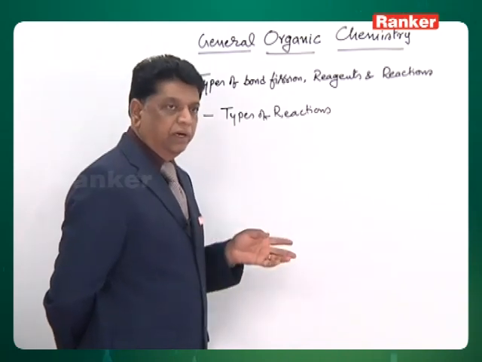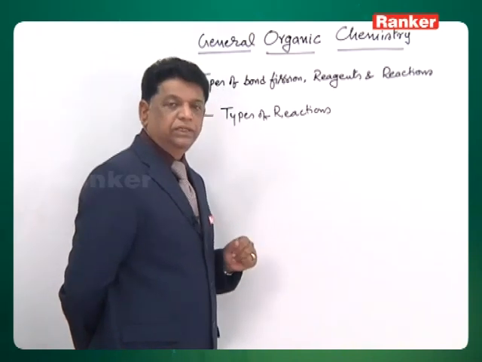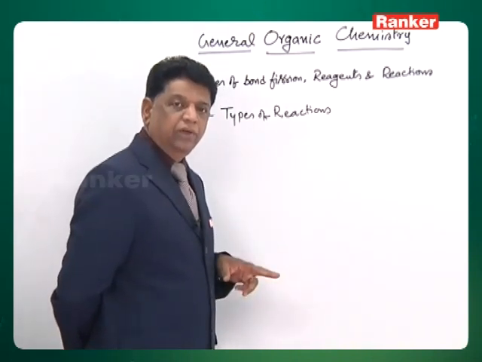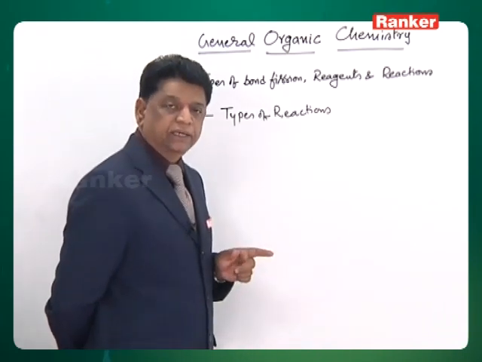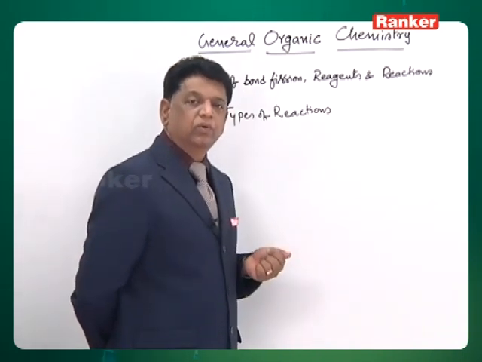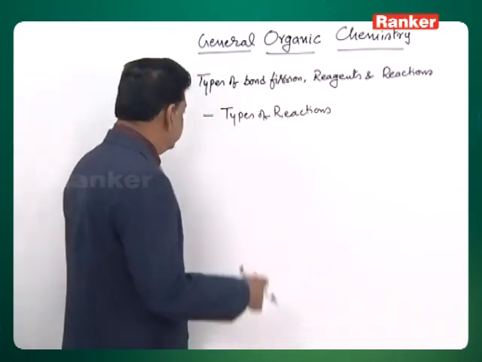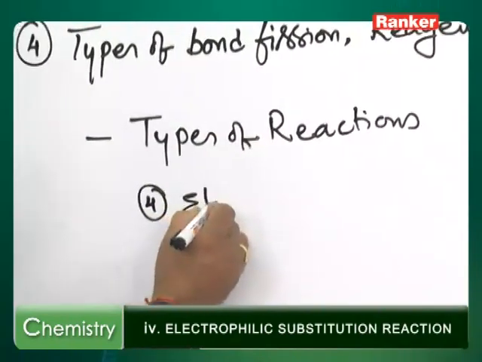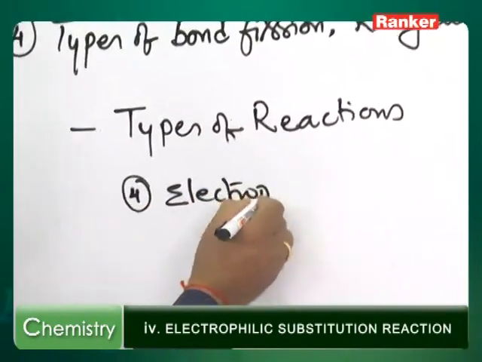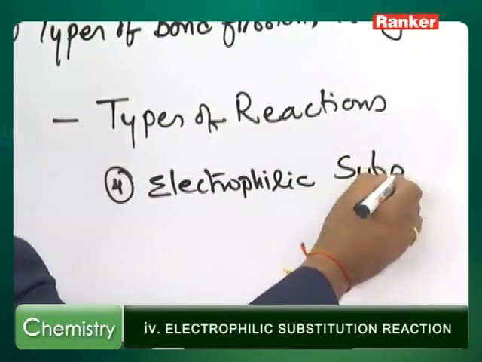So, going, I am not interested, but incoming group, based on the incoming group, if incoming group is electrophile, I call it an electrophilic substitution reaction. If a nucleophile is coming, nucleophilic substitution, similarly free radical substitution. First, let us take the electrophilic substitution reaction.